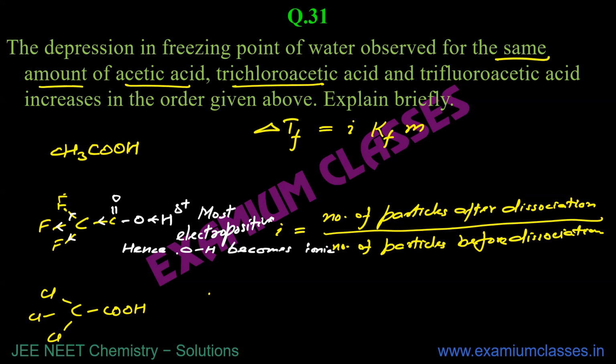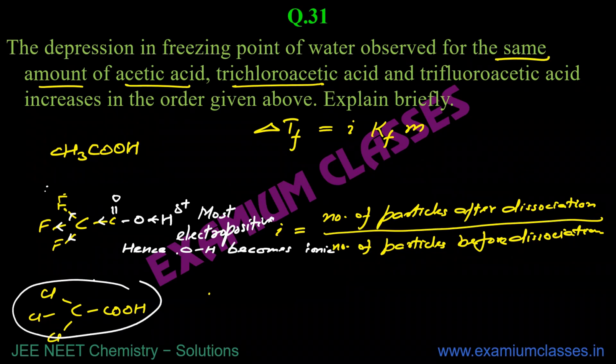So you will say, due to the electron withdrawing nature of 3 fluorines, the electron density on this hydrogen will decrease significantly and it will be most electropositive. And hence the OH bond will break very easily in the solution and we will get a greater number of ions. Greater ionization will be there. And if there is greater ionization, the number of particles after dissociation will be greater. The numerator part here will be greater.